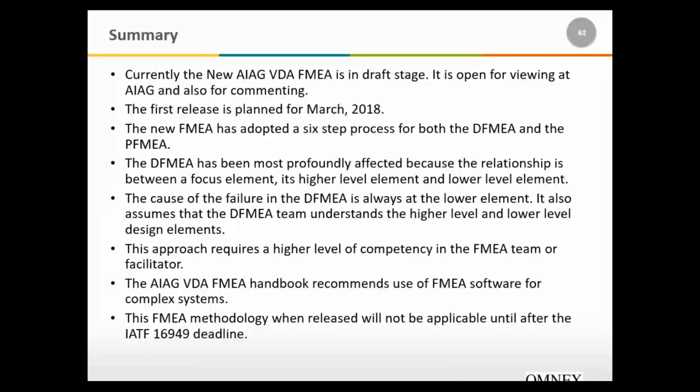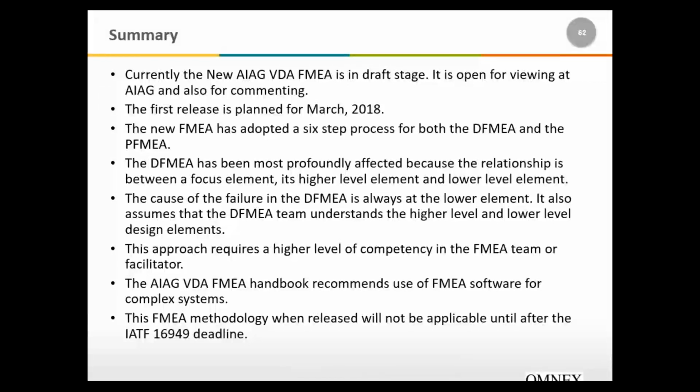All right, so what is the summary? Well, number one, this document we're looking at is a draft stage. It is open for viewing at AIAG, also for commenting. The first release is planned for March 2018. And folks, I had a question, when do we have to start applying it? The thought was maybe end of the year, after the registrations, or maybe it'll be next year. But there's a lot to be done before that in terms of acceptance of this new FMEA.